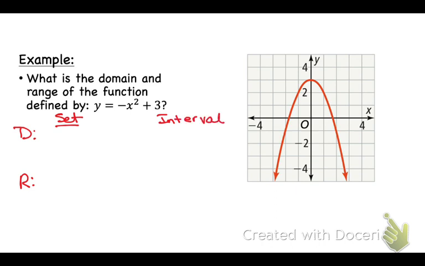Think about it this way. Where the x values are here, yes? Can I keep plugging in x values as I go to the left and to the right? Is there any limit on the x values I can use? No. There's no limit. It's all real numbers. So x such that, and what's my symbol for all real numbers? Double-struck R.